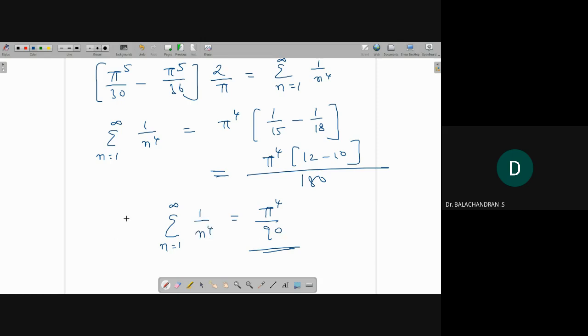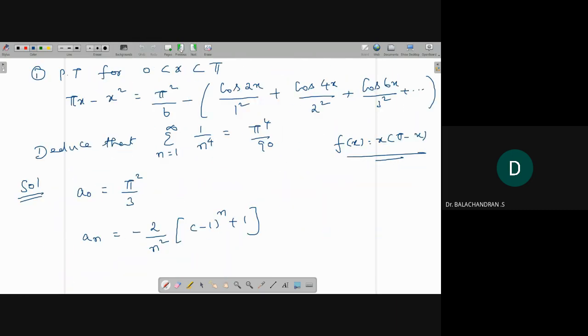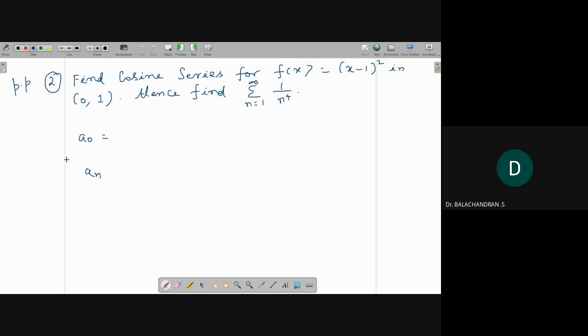So I think I've done some problems today, but I am expecting at least some of you should solve problem 3. Okay, I will do this part, at least b n. Here in problem 2, a naught and a n. So Monday class I'll start 7:30 to 8:30. I will try to finish Fourier series in the next week.